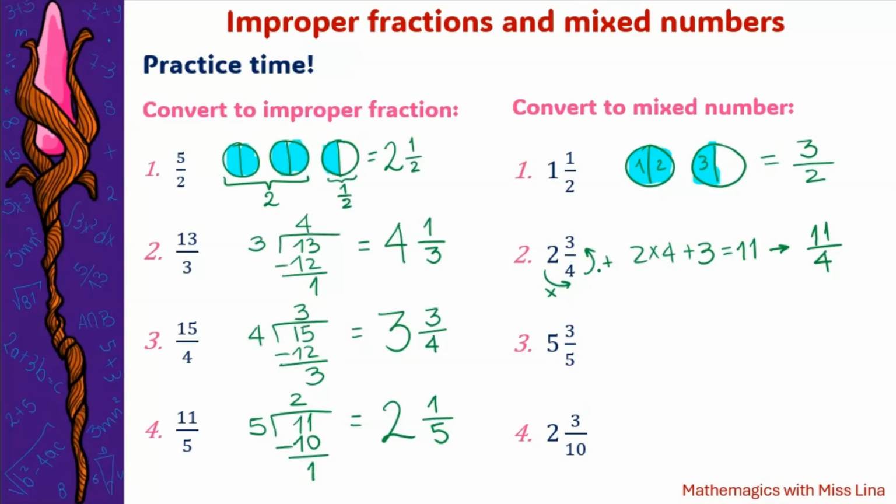Remember, the denominator is always the same. In this one, 5 times 5 plus 3. 5 times 5 is 25, plus 3 is 28. 28 over 5. And finally, 2 times 10 plus 3. 2 times 10 is 20, plus 3 is 23. 23 tenths. And that's it.